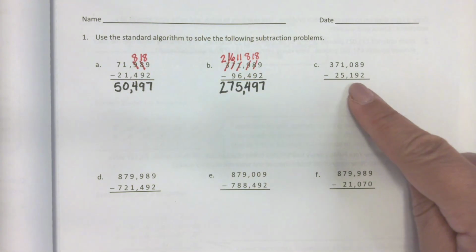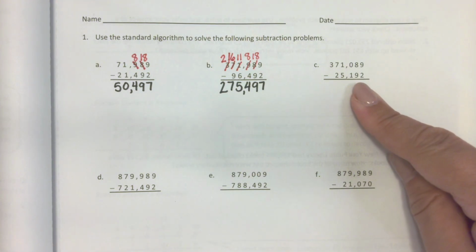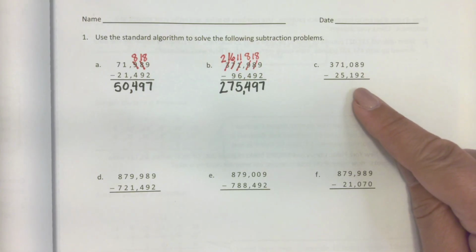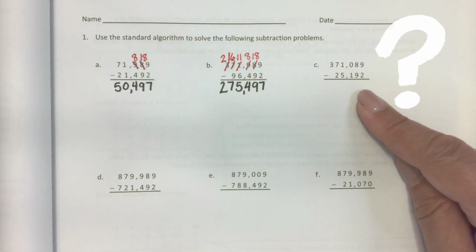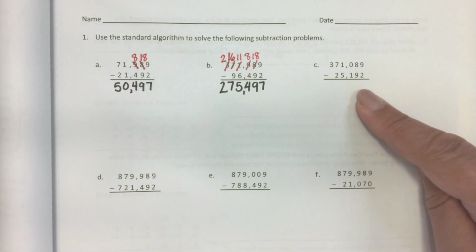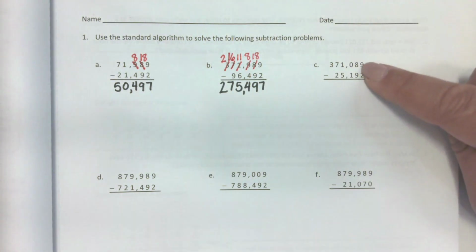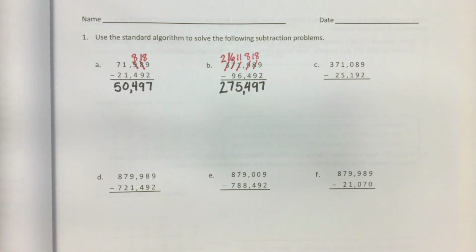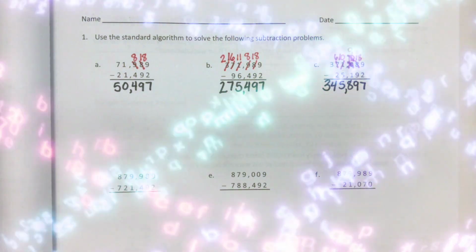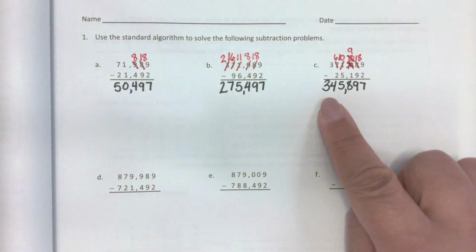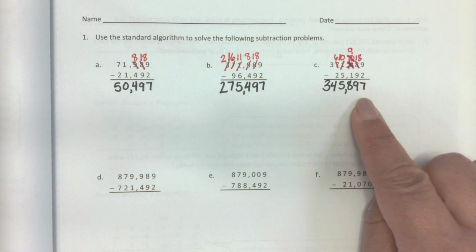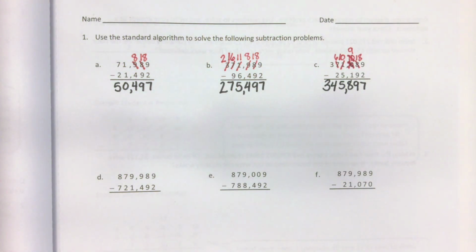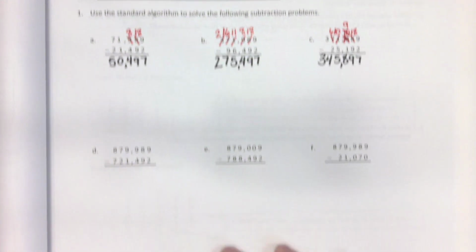I would like you to try letter C by yourself. Pause the video, work out the problem. Remember to ask yourself if it's ready to subtract before you begin. Do all your decomposing and then subtract starting in the ones place. Pause the video, press play when you're ready to check your work. Did you get 345,897? Great job.